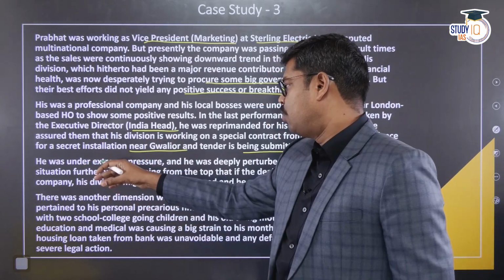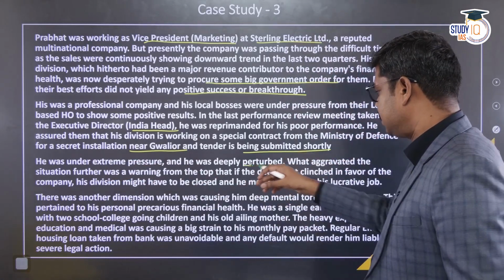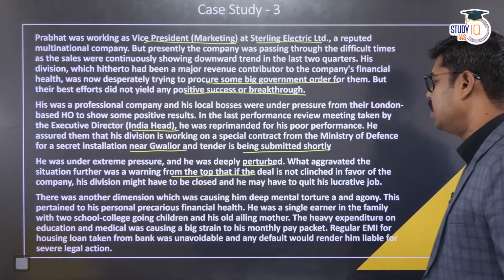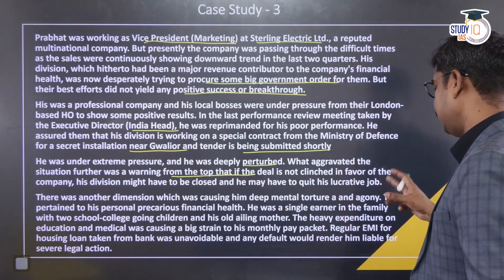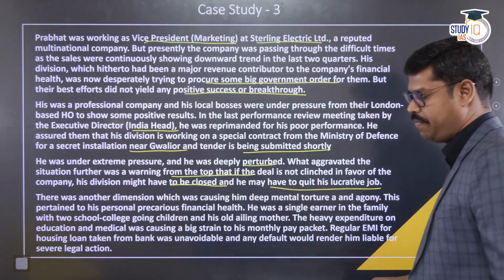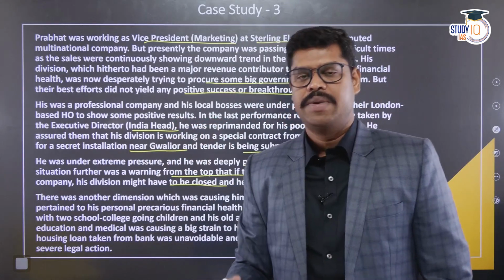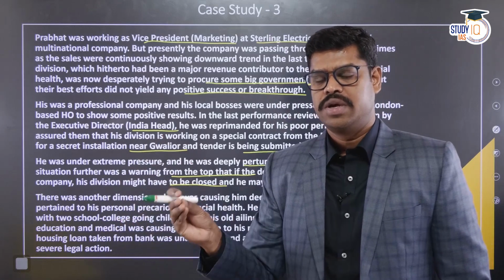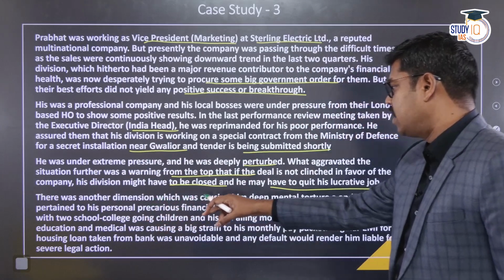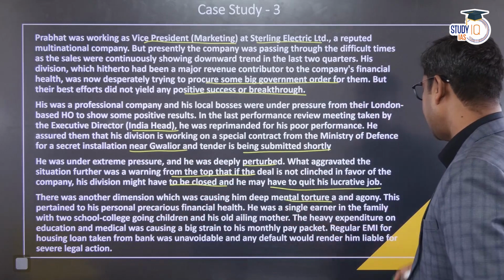However, Mr. Prabhat was under extreme pressure and was deeply perturbed. What aggravated the situation further was the warning from the top of the company: if the deal is not clinched in favor of the company, his division may have to be closed and he may have to quit his lucrative job. That means not only Prabhat may have to resign, but his division may also be shut down, so the interest of the other employees is also involved in what is going to happen. There was another dimension which was causing him deep mental torture and agony.